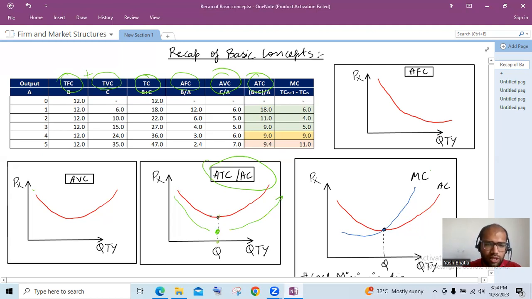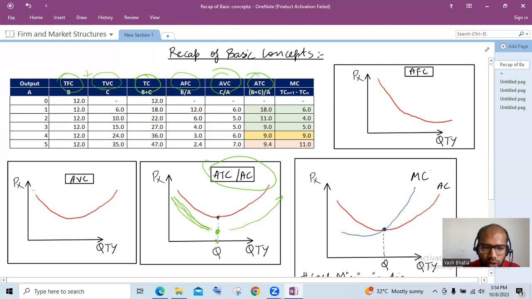At this point Q, if you are producing at any quantity before Q, you see your average cost is decreasing. That means if you produce one more unit, there is a capacity to reduce your cost. So if you are producing anywhere before Q, you are achieving economies of scale. That means by producing one extra unit, you are reducing your average cost per unit.